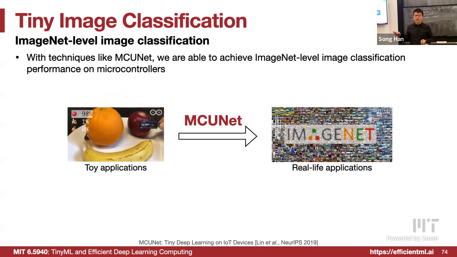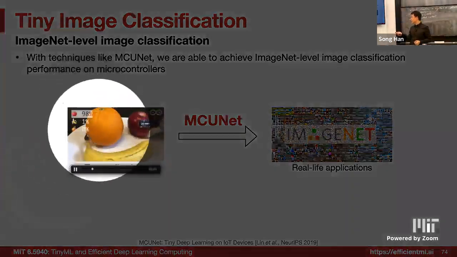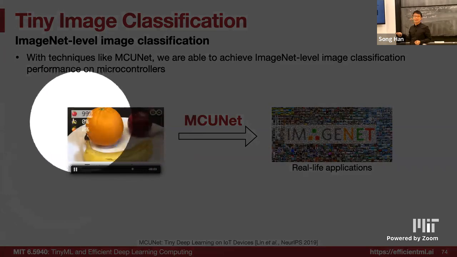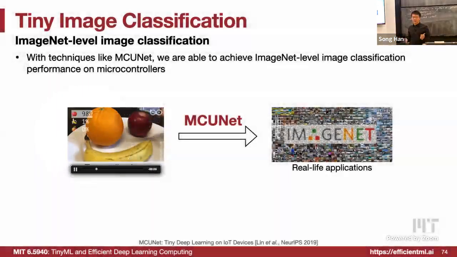This is a demo from Google showing the microcontroller can do very simple classification between oranges, bananas, and apples. And here is the probability. Actually, this is super easy. You don't even need a neural network. You can just look at the RGB colors, so you can easily distinguish different fruits.